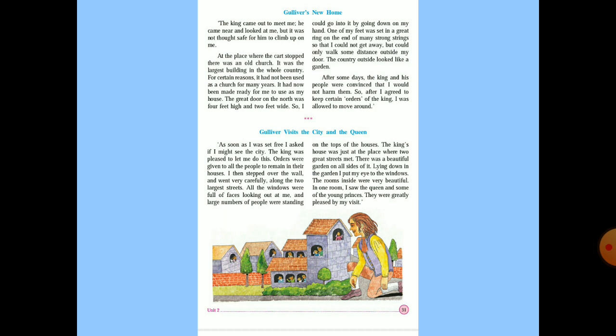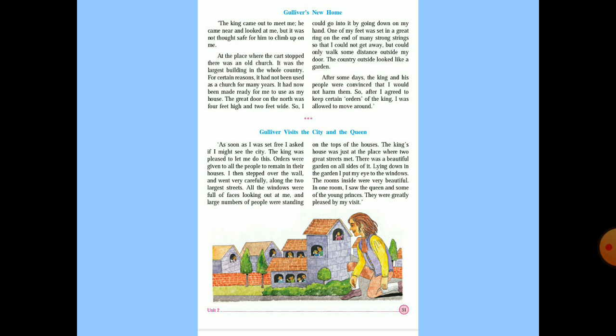And Gulliver told that the country outside looked like a garden. After some days, the king and his people were convinced that I would not harm them, so after I agreed to keep certain orders of the king, I was allowed to move around. After some days the people and king were convinced, means what? They got assurance that Gulliver would not harm them, and he will be free to see their country, but how? Only if he follows the orders of the king.